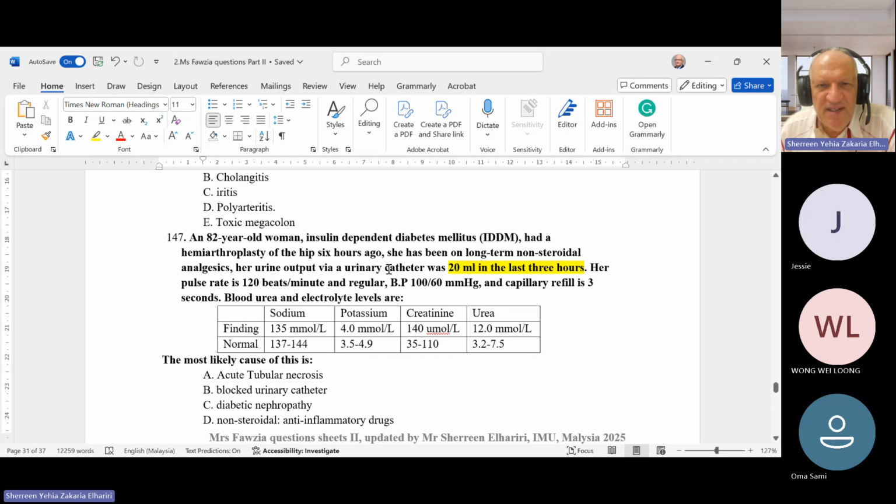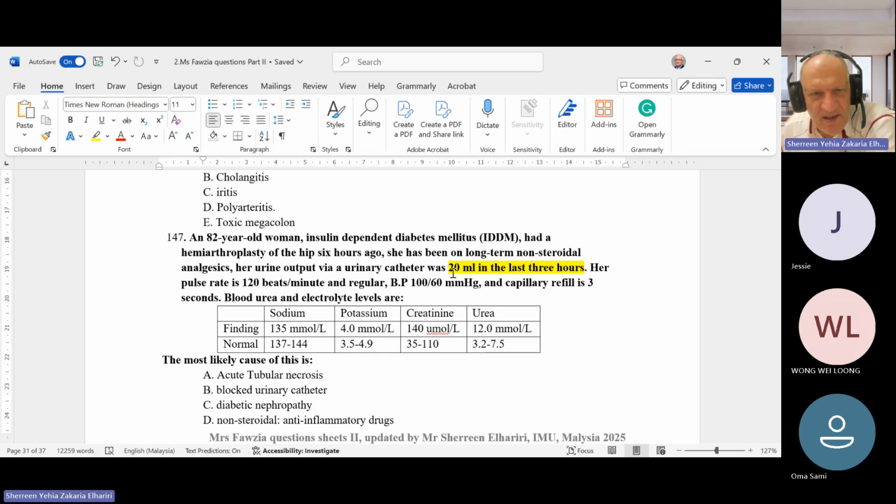Urine output via urinary catheter is 20 ml in the last 3 hours. 20 ml is very little because you should have at least half to 1 ml per kilogram body weight. Suppose this patient is 50 kilos, so at least each hour she should have about 50. So in 3 hours, maybe 150. Her pulse rate is 120, blood pressure is a little low, 100/60, capillary refill 3 seconds, blood urea and electrolytes as follows.